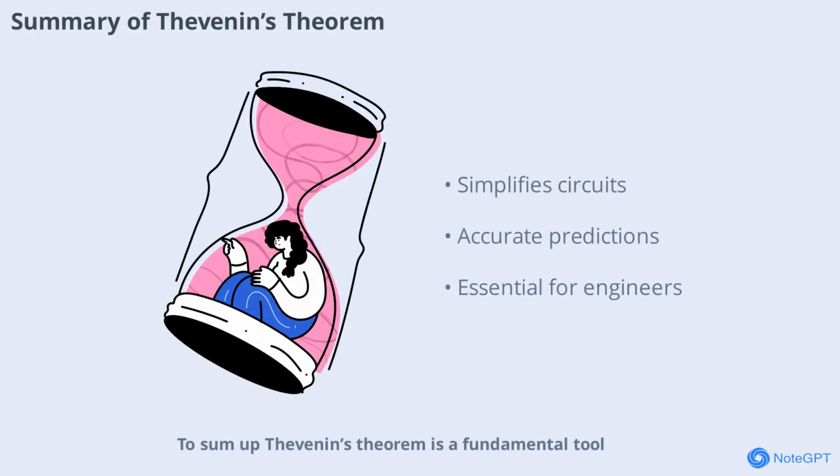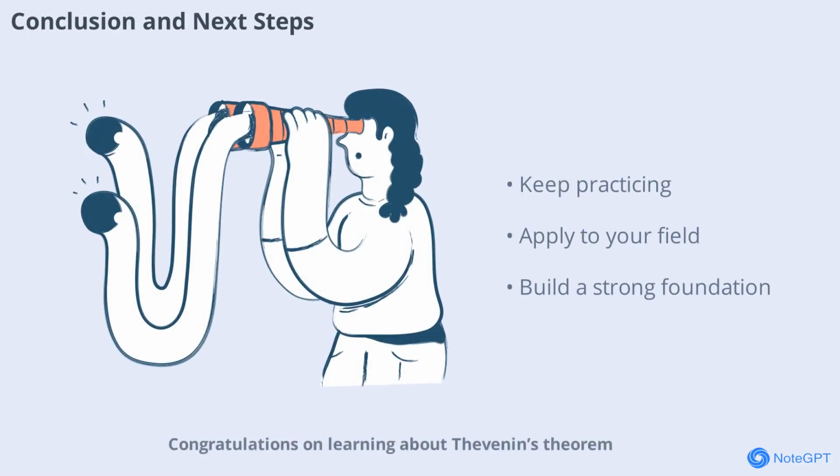To sum up, Thevenin's theorem is a fundamental tool for simplifying and analyzing electrical circuits. By replacing complex networks with simple equivalents, you can focus on the parts that matter most and make accurate predictions about circuit behavior. Whether you're a student, engineer, or researcher, mastering Thevenin's theorem will make your work easier and more effective.